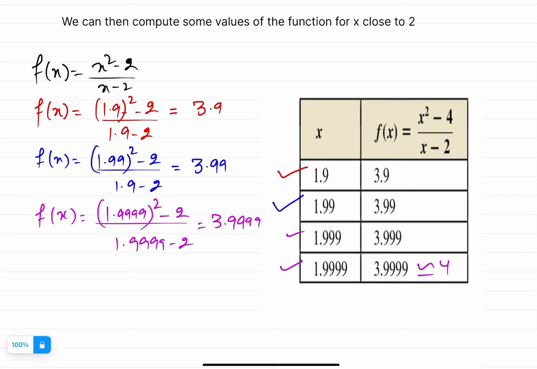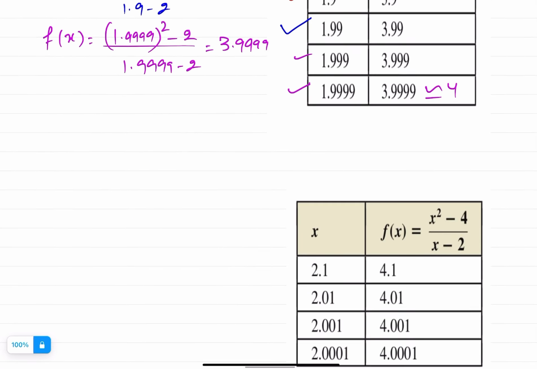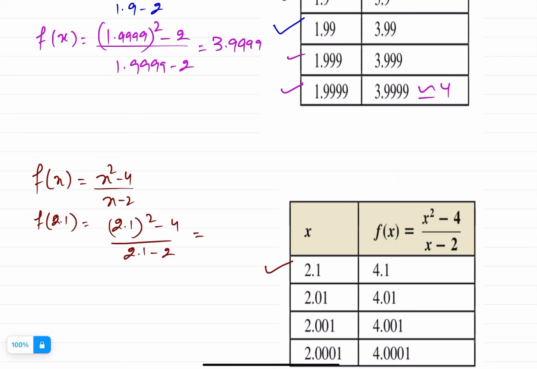Now let's see what happens to the output value for values that are greater than 2. We know the function f(x) is equal to x squared minus 4 divided by x minus 2. We'll take the value 2.1. And on simplifying it, it will be 4.1.